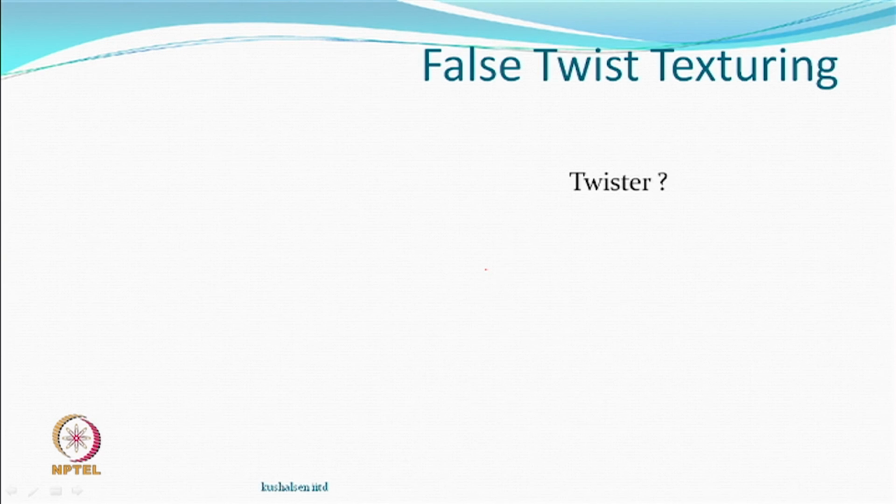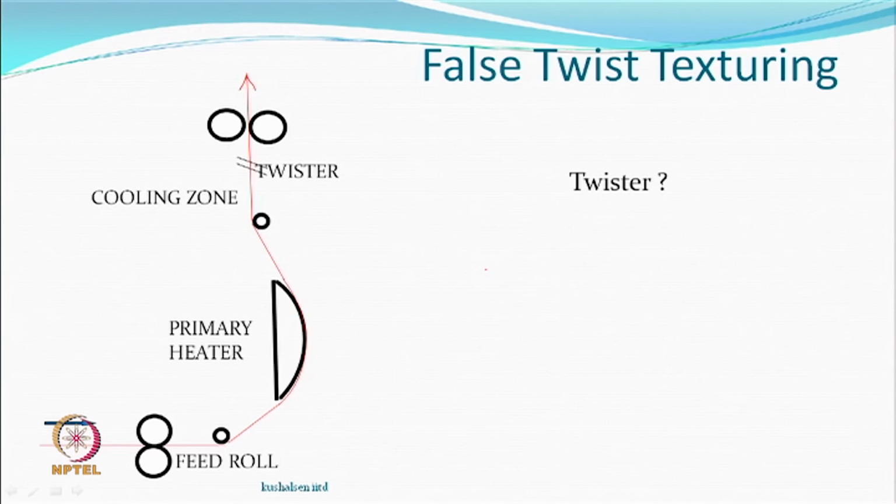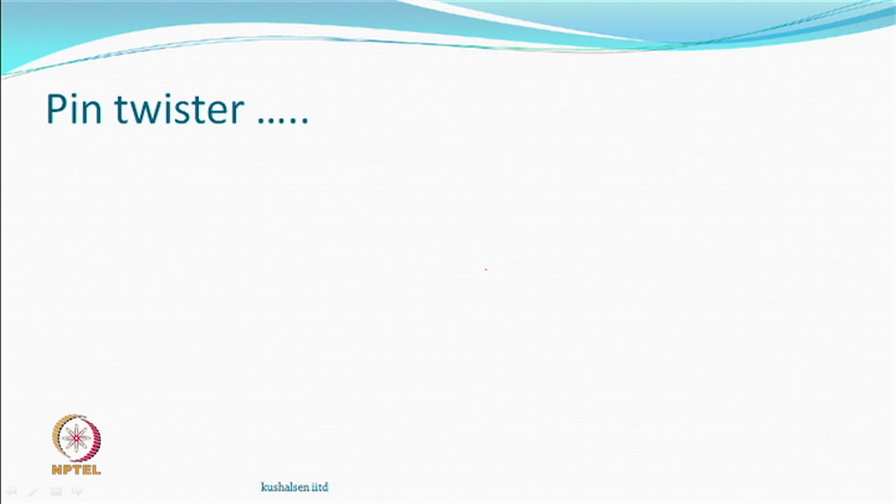Just to get a feel, this false twist texturing obviously has a twister other than everything else, right. So, you have the same line diagram: a feed roller, a primary heater, and the cooling zone. We talked about heating, cooling zone and temperature, and now we have a twister. I want you to appreciate what a twister is and how it happens. There is something called a pin twister.